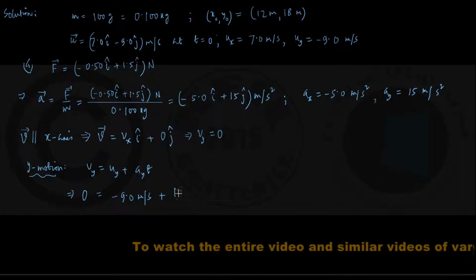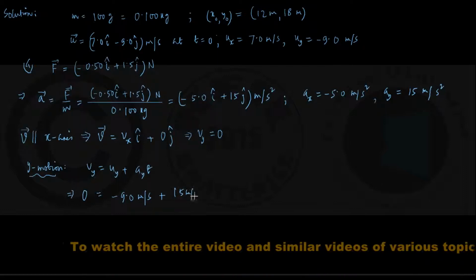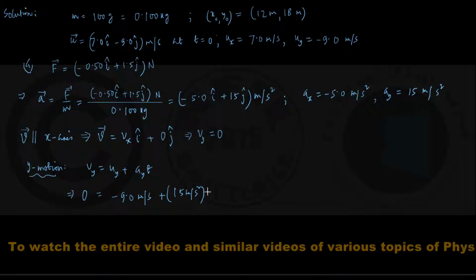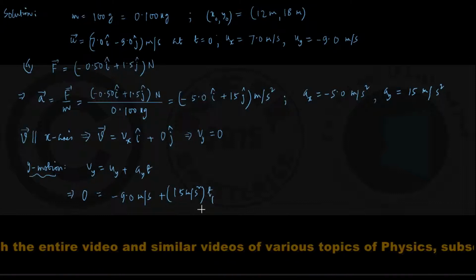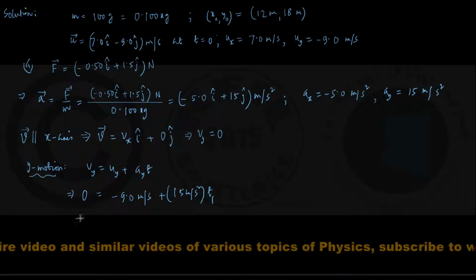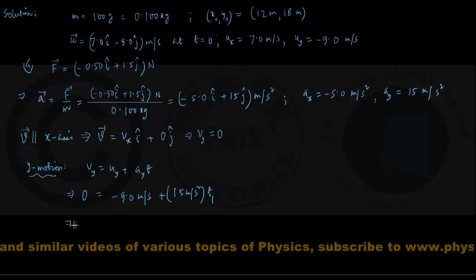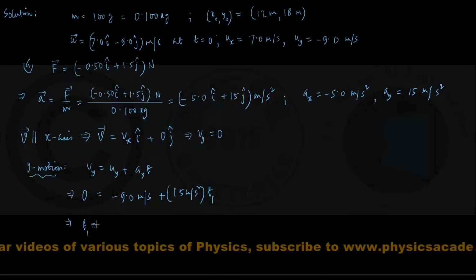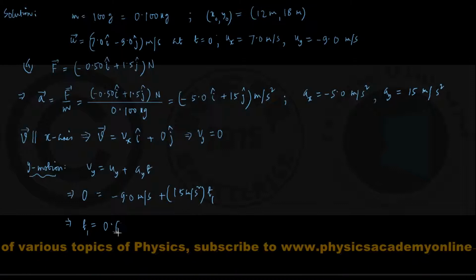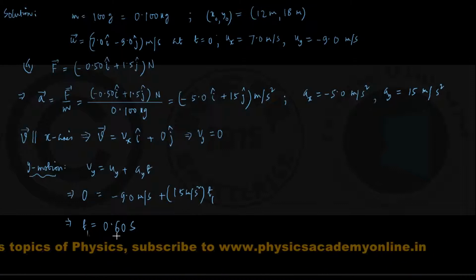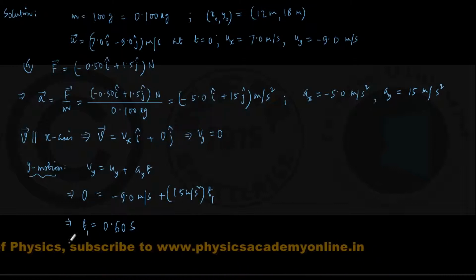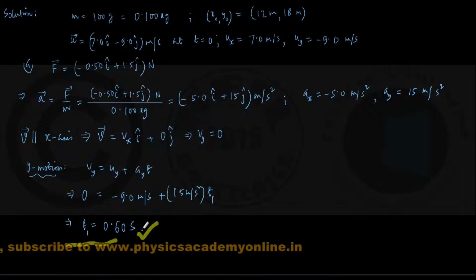I put this value also, 15 meter per second square, into the time in question, called t1 for distinction, and solving from here you show that t1 is coming out to be 0.60 second in significant figures. This is the answer of part A of the question. We conclude that at time 0.60 second, the particle moves parallel to the x-axis.